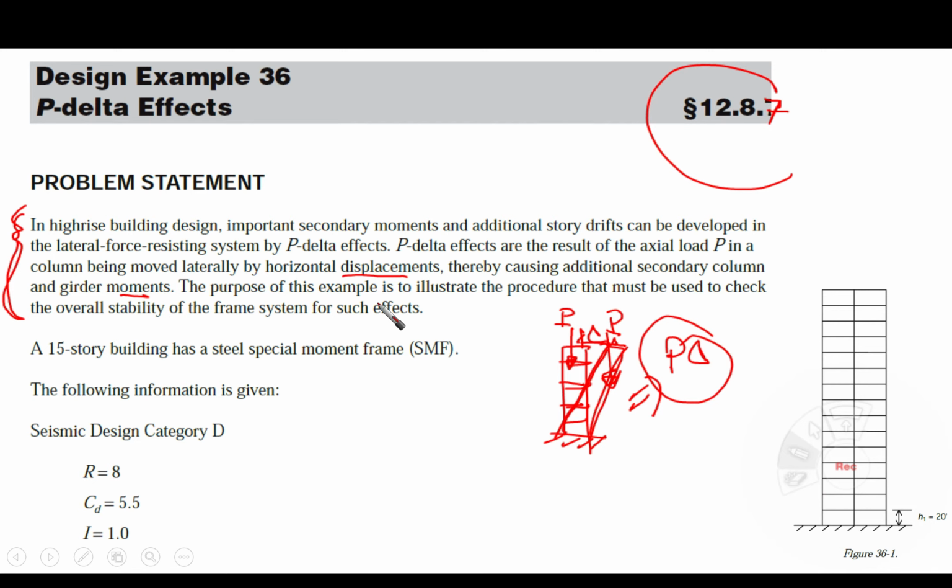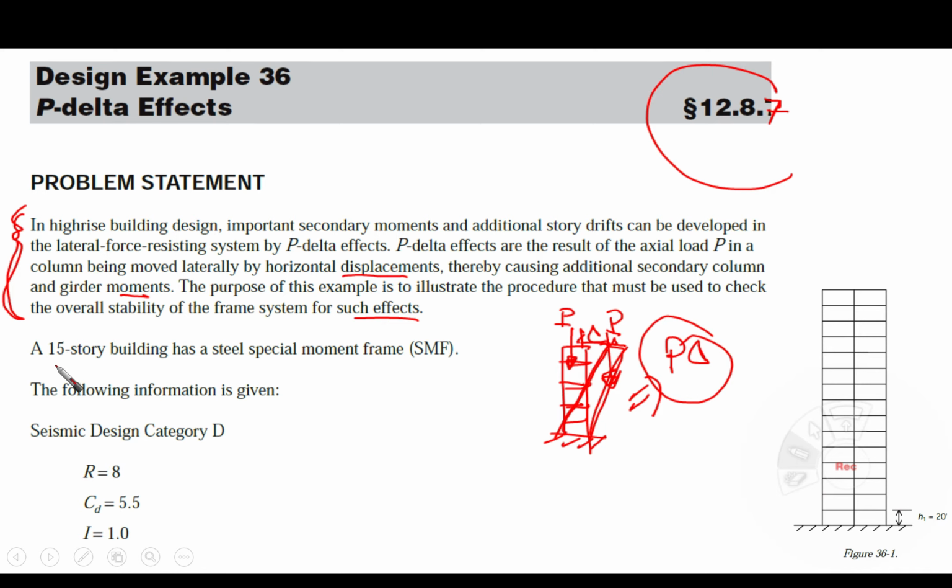The purpose of this example is to illustrate the procedure that must be used to check the overall stability of the frame system for such effects. It's a very good example. We are going to go through the P-delta effect step by step, with the application and with some real numbers that are going to make sense for us, and it will help and guide you for solving similar problems or similar structures.